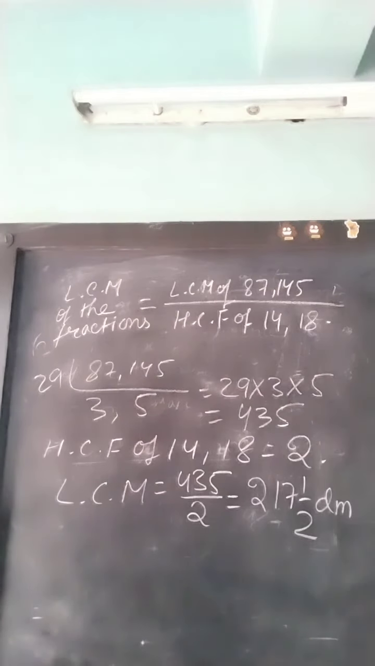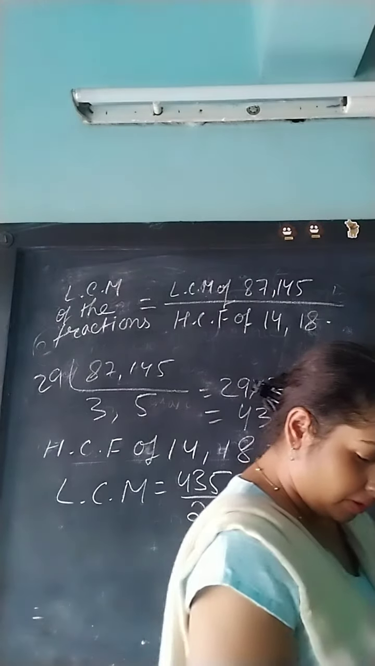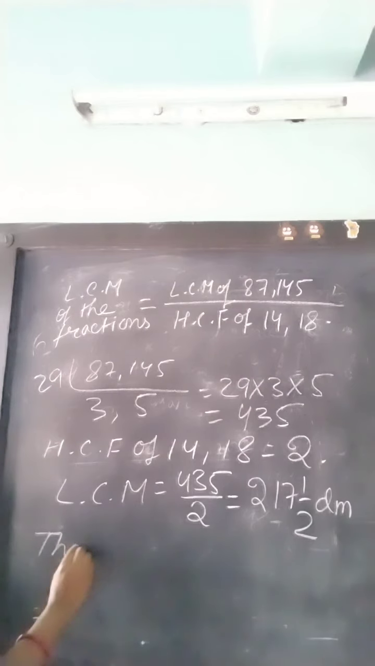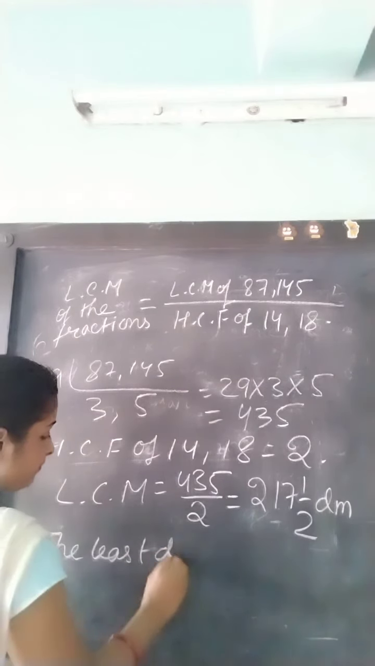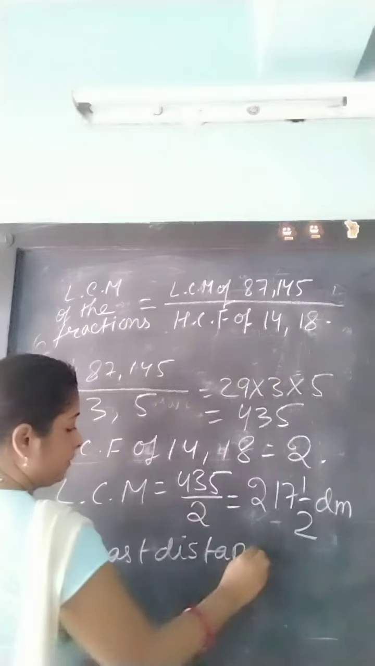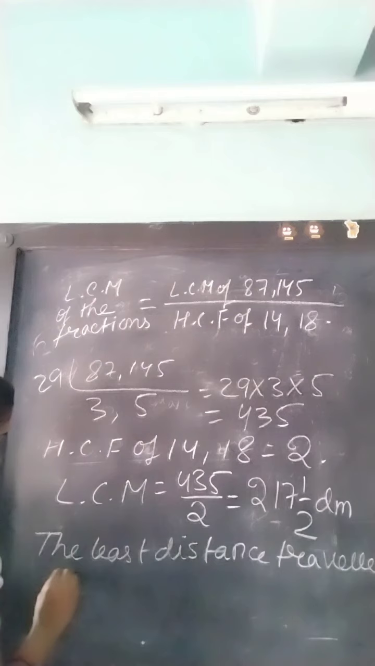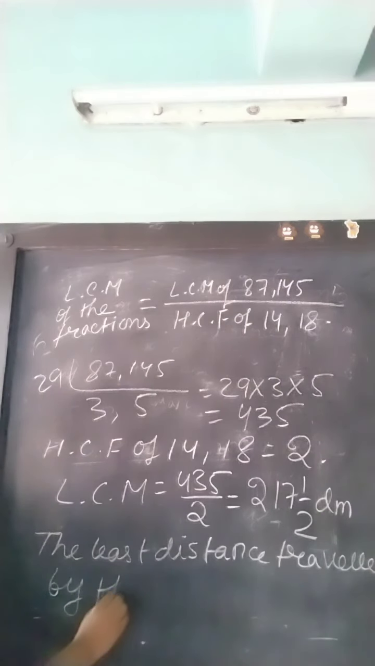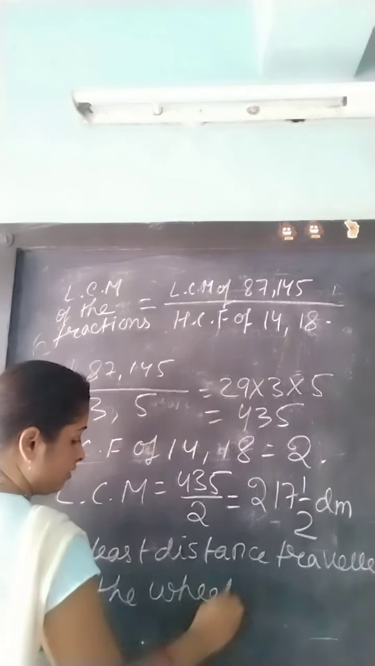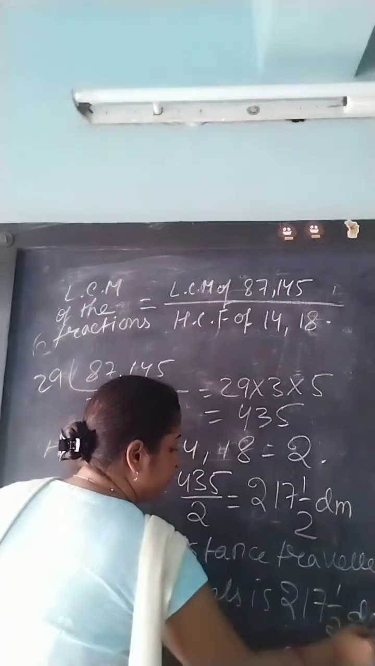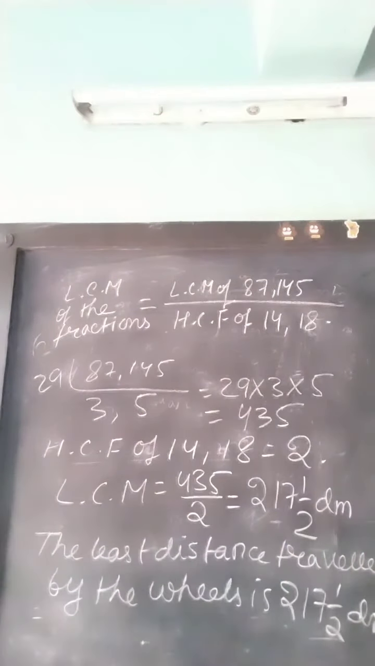So the answer will be: find the least distance travelled by the wheels. The least distance travelled by the wheels is 217.5 dm. In this way, you are going to solve sum number 21.